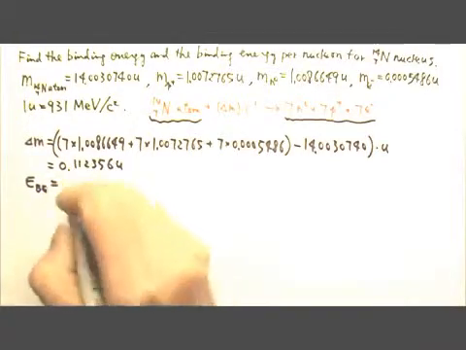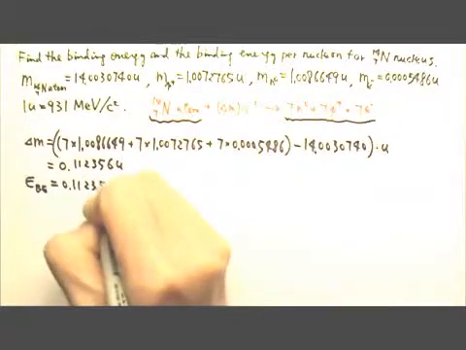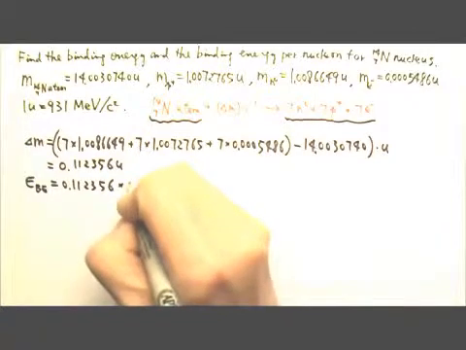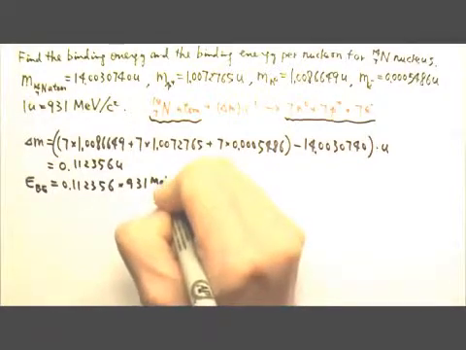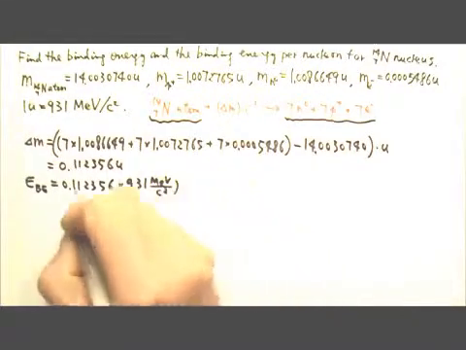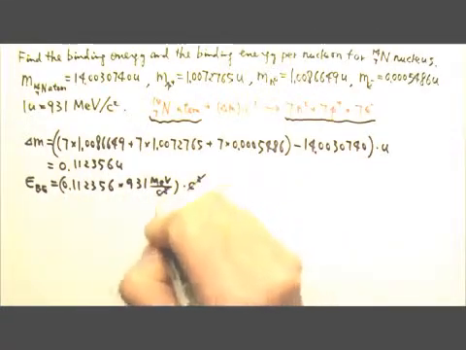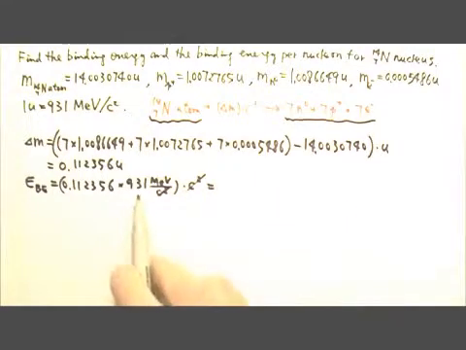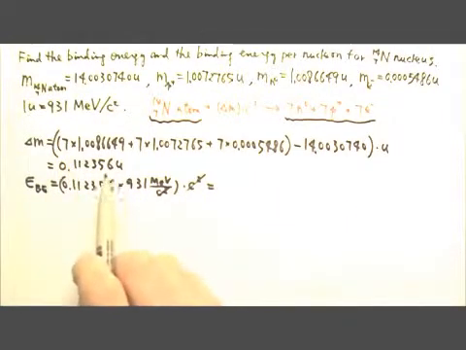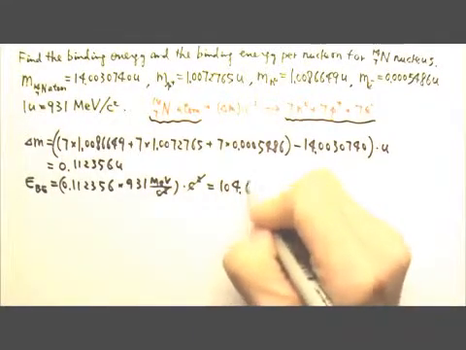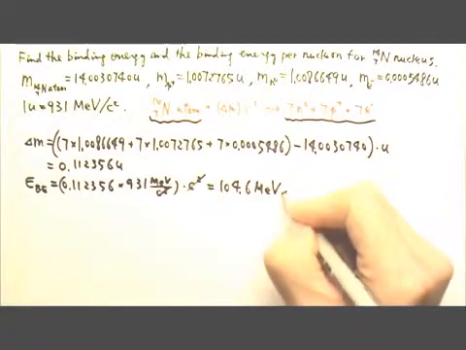This means the binding energy would equal 0.112356 U, which is 931 mega eV over C squared. And since the binding energy is delta M times C squared, the C squared will cancel. Before we find this number, we cannot round any of these numbers. Now we can round, and then we'll get 104.6 mega eV. And that's the total binding energy.